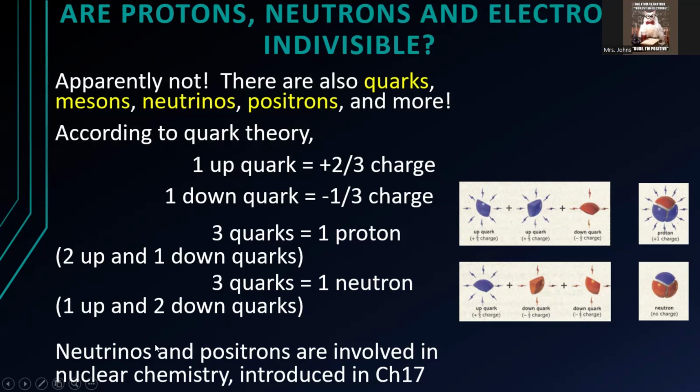Now, there's other little particles, neutrinos and positrons, and others involved in nuclear chemistry, introduced in chapter 17. And mesons, I'm not too clear about what they are, but they're made of 2 quarks. Anyway, I don't think we study them anymore, but this is just to show that the protons, neutrons, and electrons are probably made up of a lot of other smaller pieces.